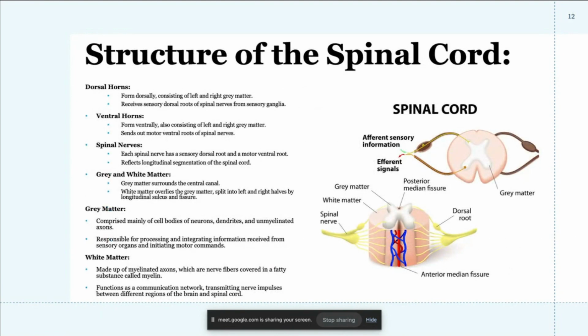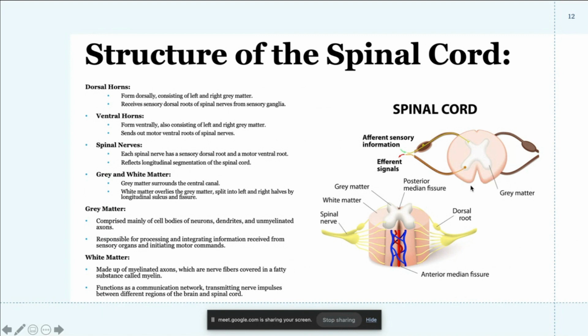Now, the structure of the spinal cord. It basically looks like this. We have dorsal horns at the top, then we have the ventral horns here at the bottom. The dorsal horns form dorsally, meaning they form from the back, and they consist of left and right grey matter, and they receive sensory dorsal roots of spinal nerves from the sensory ganglia.